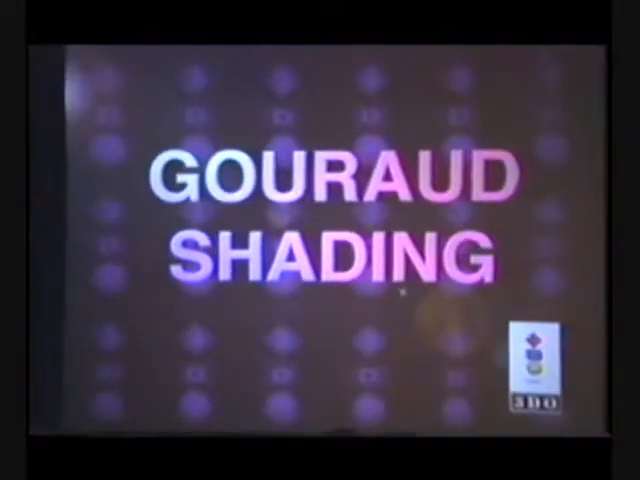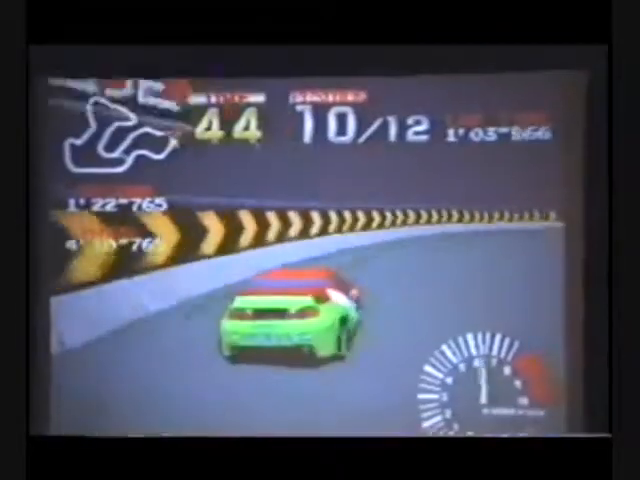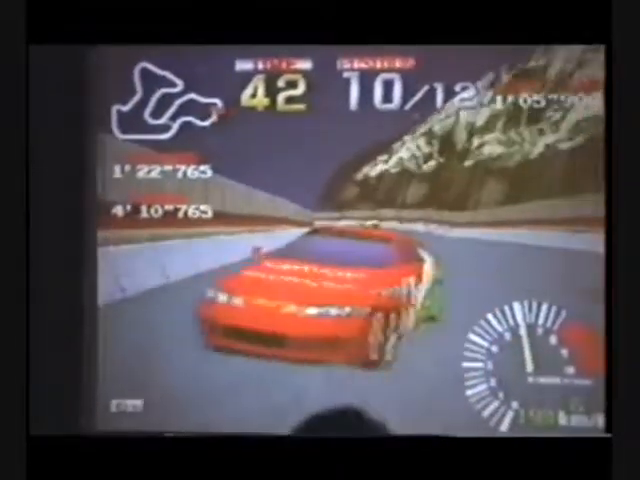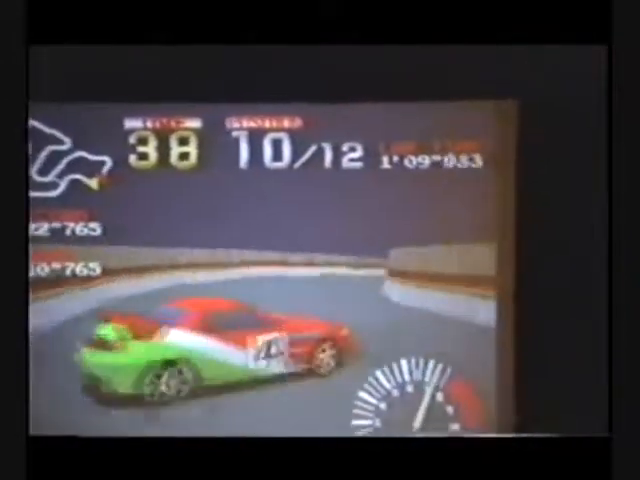Okay, Gouraud shading. First we're going to look at Ridge Racer on the PlayStation, which does not have Gouraud shading, and then we'll look at the car as you can see it on the M2. Notice how flat the surfaces are. Yeah, but still a good game. Well, what a difference. It's too bad it won't look like that.